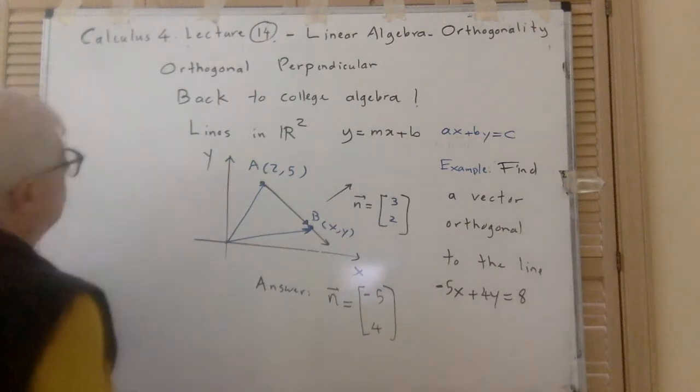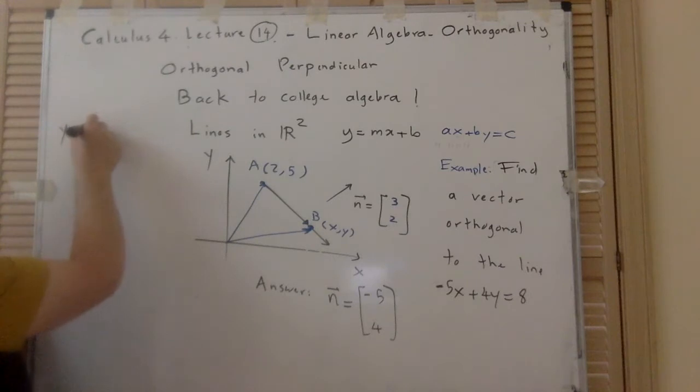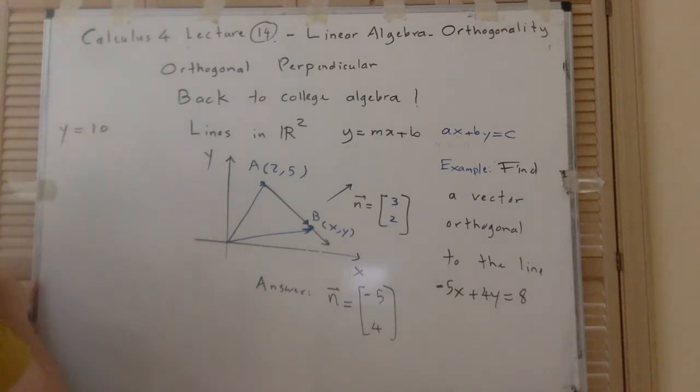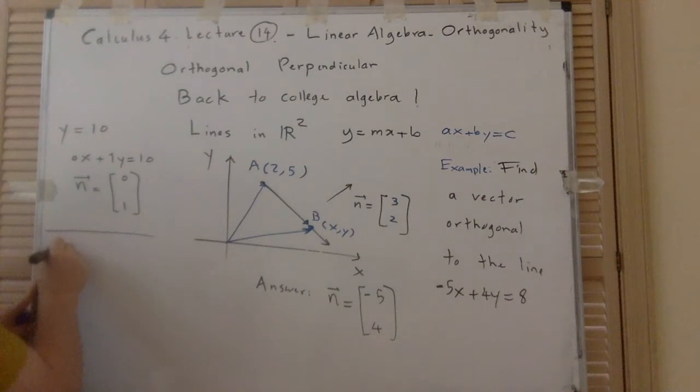Now let's look at some special examples. So if I give you y equals, say, 10, what is orthogonal to this? You write it in this format: 0x plus 1y is 10, so n in this case is (0, 1). If I say x equals negative, say, 8, then this is 1x plus 0y equals negative 8. So n in this case is (1, 0).